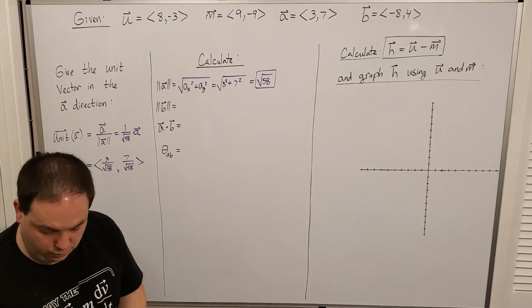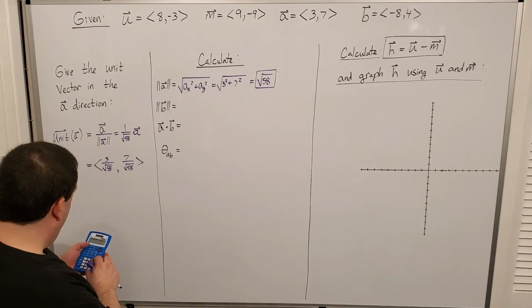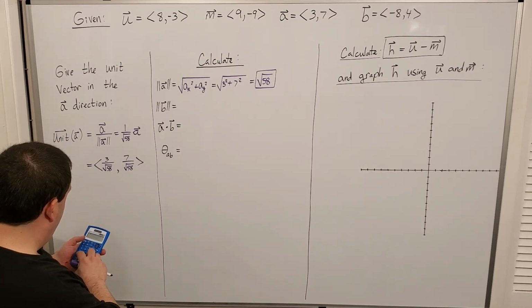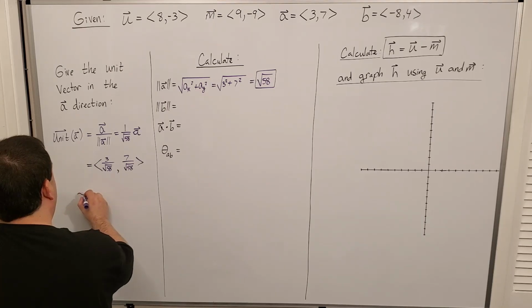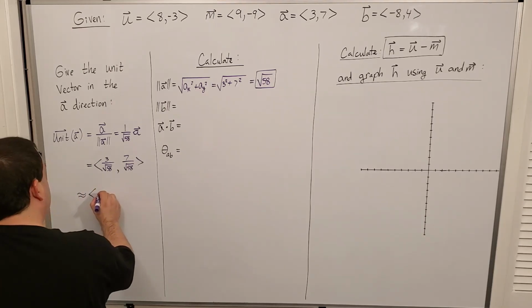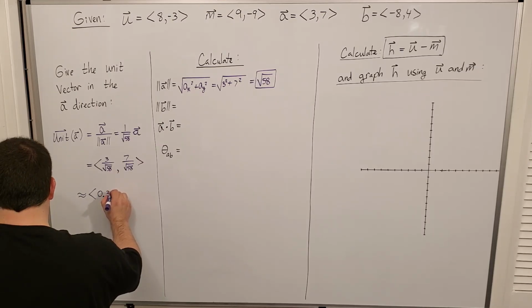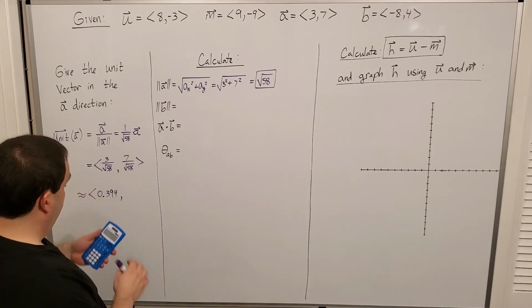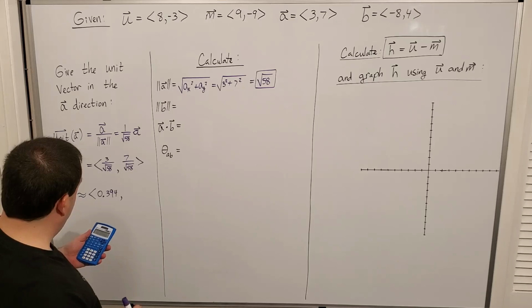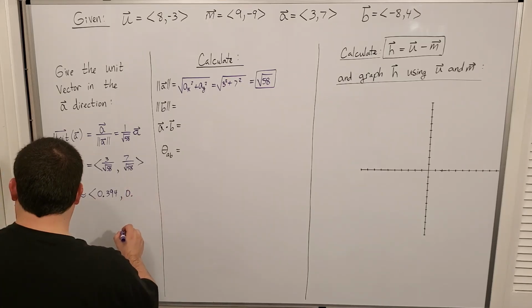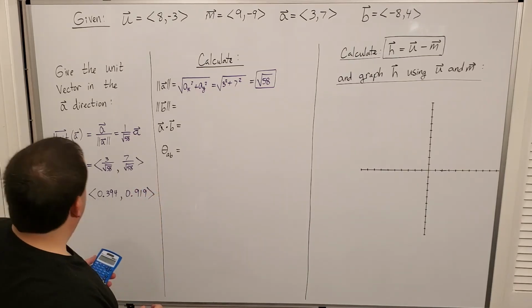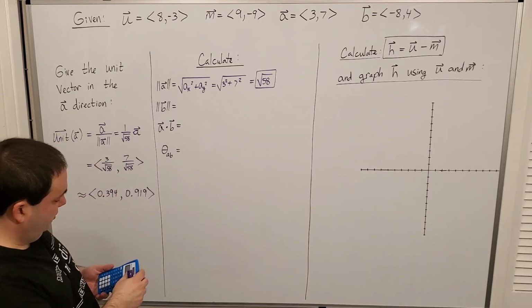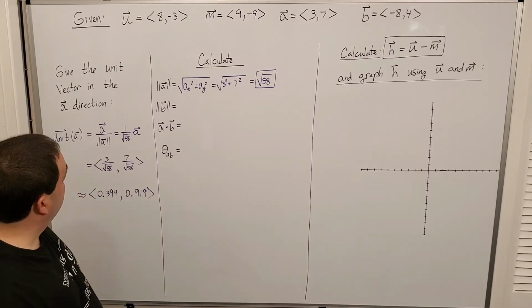Okay, let's get some decimal approximations on that one, because you're really not going to be able to simplify it any more past that. 3 divided by the square root of 58 is approximately the vector 0.3939, and then 7 divided by the square root of 58 is 0.919. That'll work. Either one of those, depending on what you need this particular bit for.